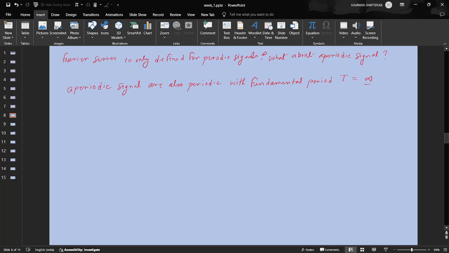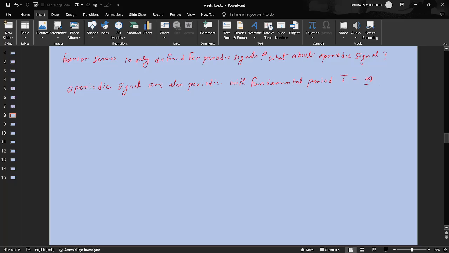Basically, a periodic signal is a signal which repeats itself after every T interval, and aperiodic signals don't repeat themselves at all. To bring aperiodic signals within the framework of periodic signals, I am making the statement that aperiodic signals are also periodic with fundamental period T equal to infinity. So my claim is that aperiodic signals also repeat themselves, but only after an infinite interval. In practice they don't repeat themselves at all, right?